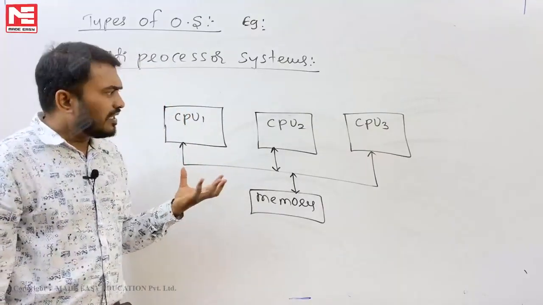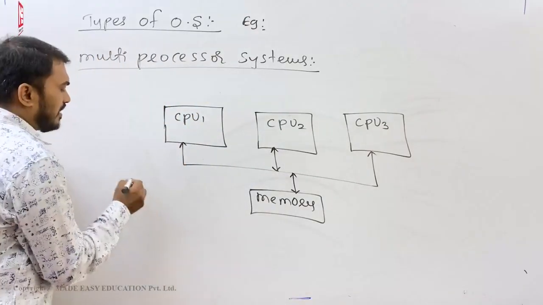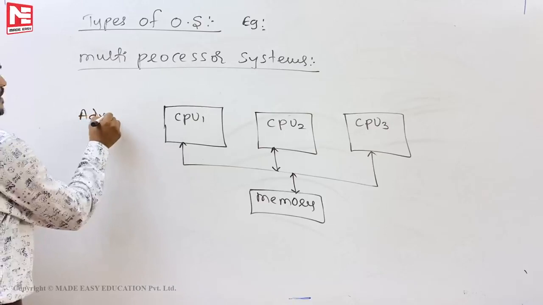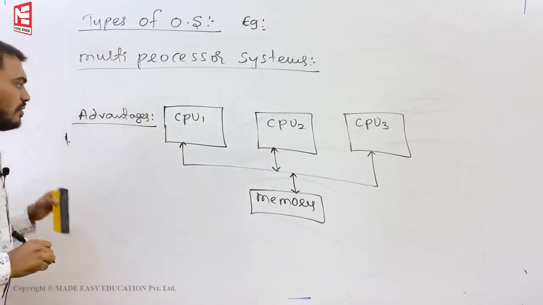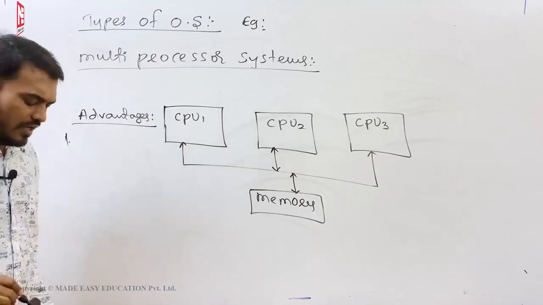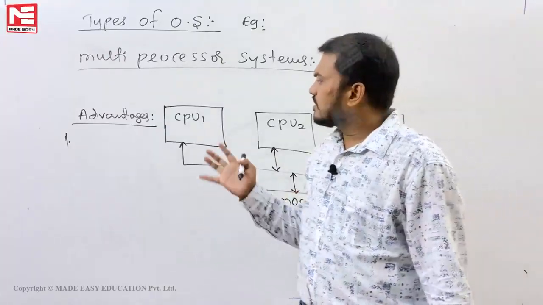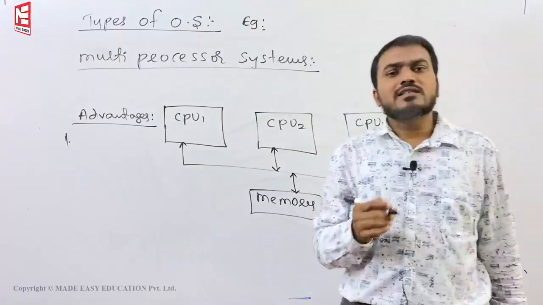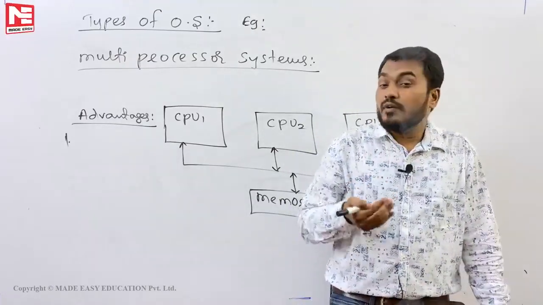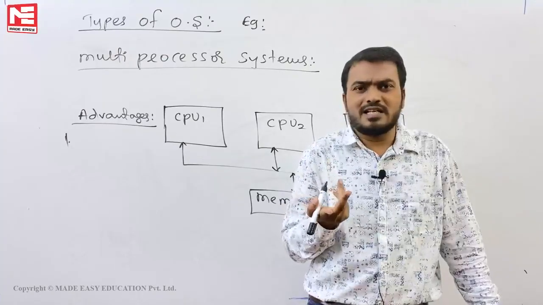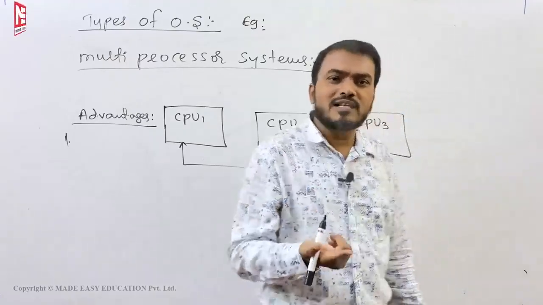Now just by looking at the diagram, you can understand one important advantage easily. When you go for a multiprocessor system, what are the advantages? Note down the advantages of multiprocessor. The first one: when you have more than one CPU in a single system, obviously the throughput of the system will increase. Number of jobs completed per unit time will increase. So that is the basic advantage.